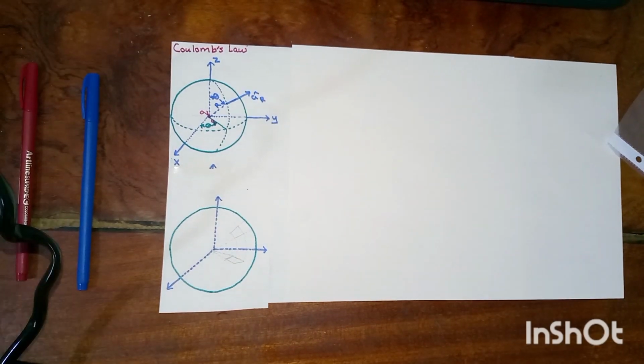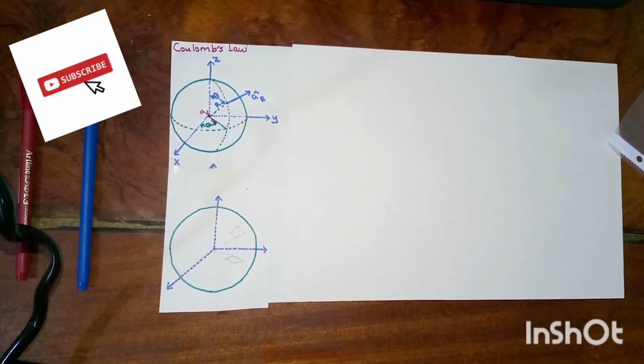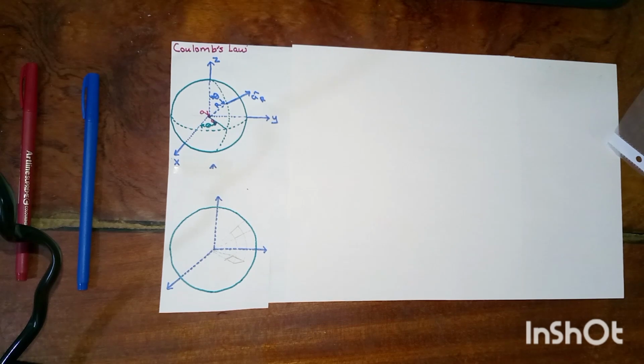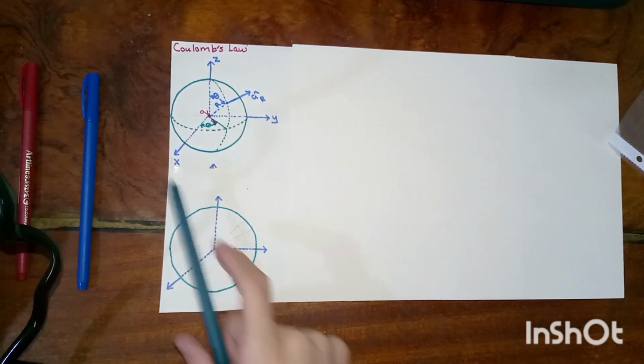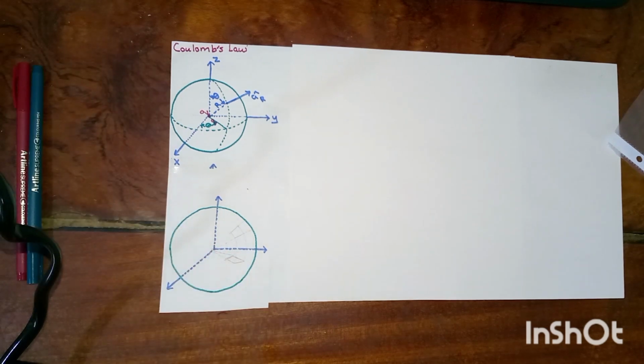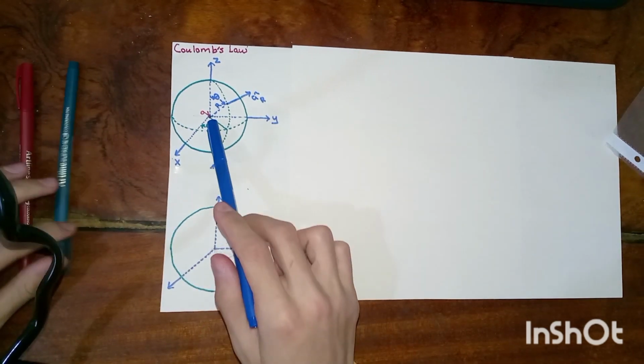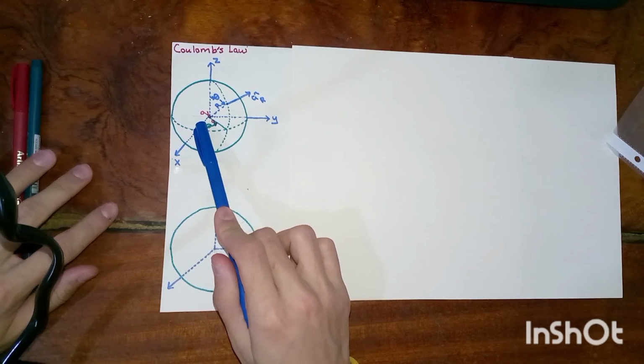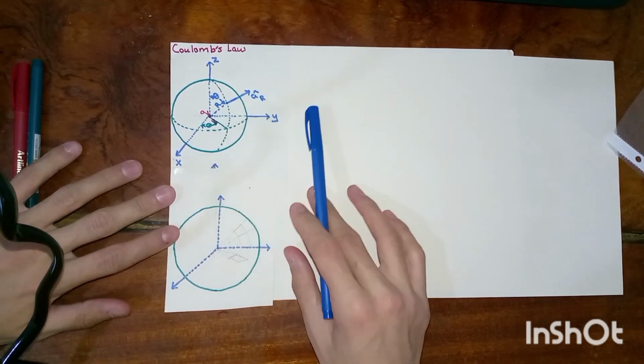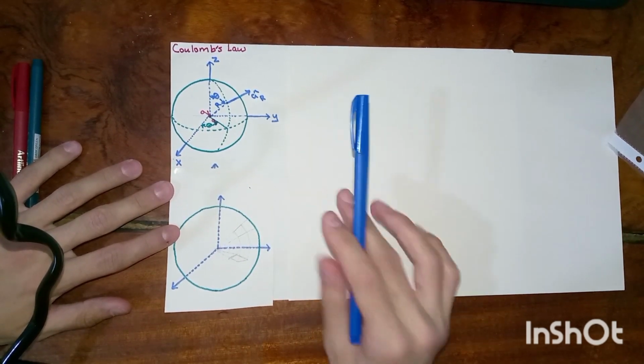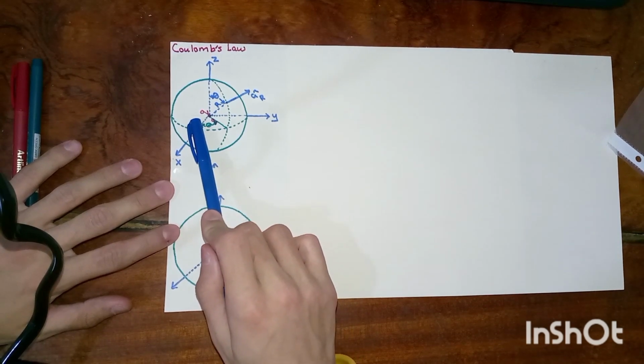Hello everyone. Today we are going to utilize the fundamental postulates of electrostatics to derive Coulomb's law. Firstly, let's consider the simplest possible electrostatic problem. We have a unit charge Q which exists at the center of the coordinate system, and we wish to find the electrical field generated by this charge.